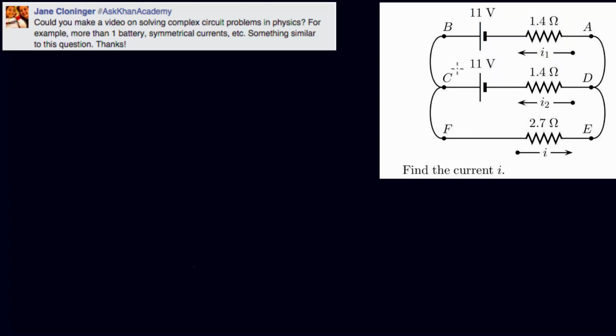Let's take a quick look at it. We have two batteries in it, which is a bit unusual. There's two resistors here. They happen to have the same value, 1.4 ohms. There's a third resistor connected up. And the question we're being asked is to find what's the current in this resistor right here. So that's what we're looking for.